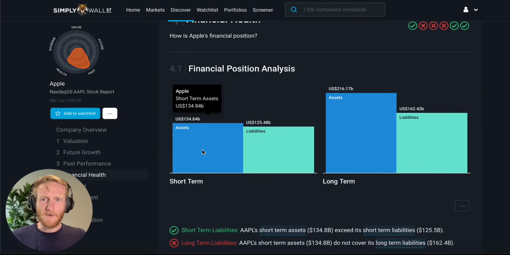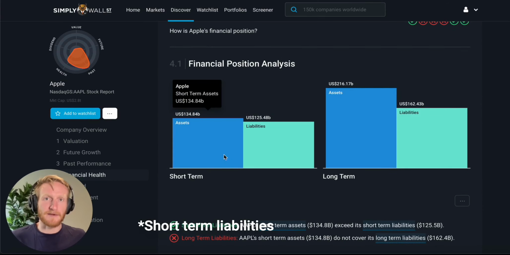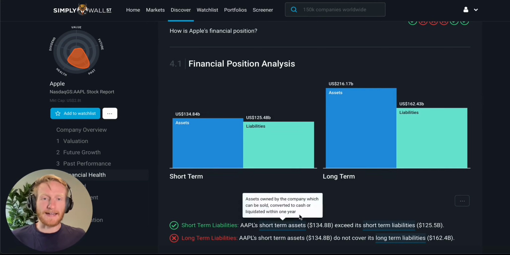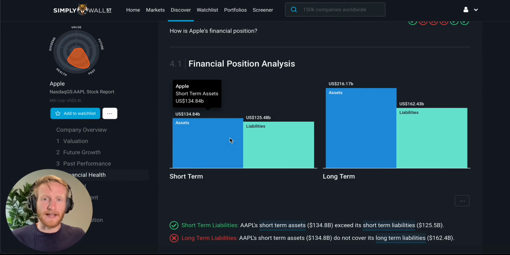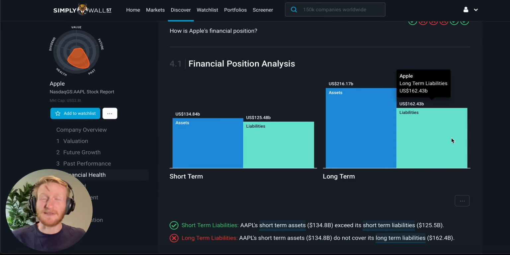So why do we check short-term assets against long-term liabilities? Well, we basically want to see if the company has enough cash and cash equivalents, like liquid assets, to be able to pay any obligations that are due. And in terms of the short-term ones, yes, Apple does have enough cash and cash equivalents on hand to pay these liabilities when they come due. As for the long-term liabilities, it seems like that isn't the case.